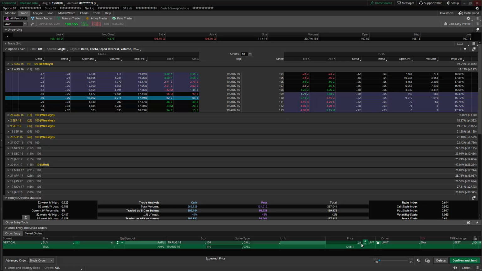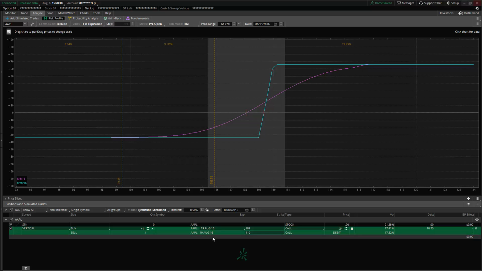Now let me analyze it. Remember, I bought the 109 calls and I sold the 110 calls. So let's right click, analyze trade before I execute it. Now I am paying 34 cents debit. Therefore, my max loss in the trade is $34. So if Apple, let's say they come out and there's an Apple iPhone explosion and the stock drops to 105 tomorrow, well, my loss is limited here at $34 per contract.